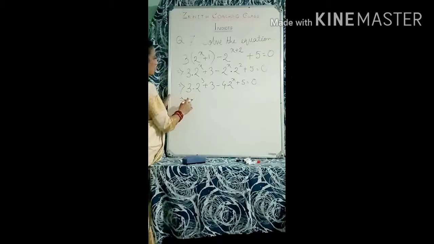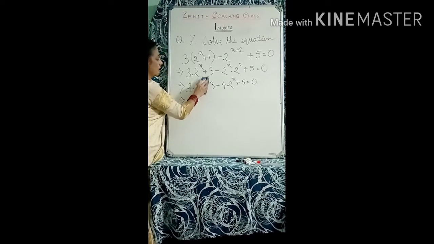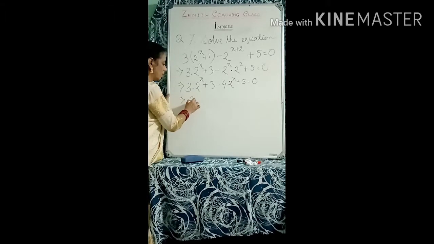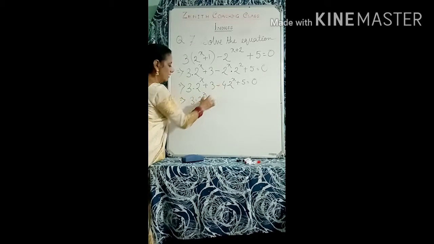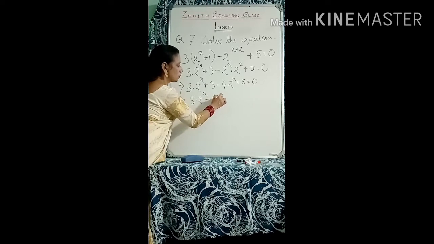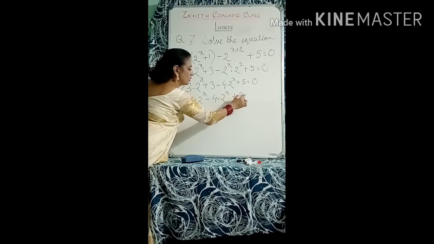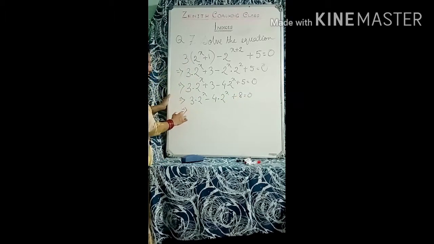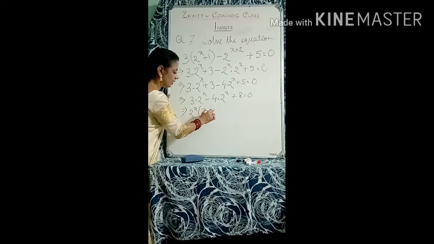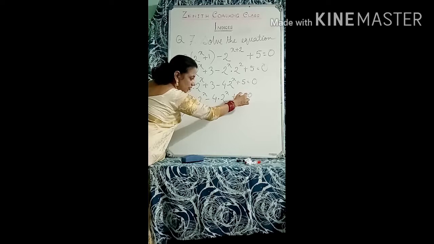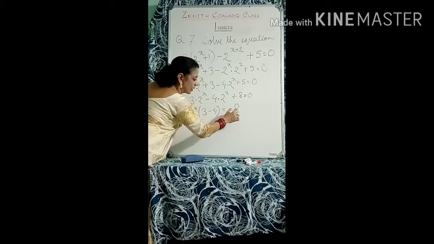Then, sorry, not 2 cube, here you will write 2 to the power x. So now 3 into 2 to the power x minus 4 into 2 to the power x, 3 plus 5, 8. So plus 8 equals to 0. Now 2 to the power x is common here. So 2 to the power x, in the bracket, what you will write? You will write 3 minus 4 equals to, here is plus 8, then there is minus 8. You have to write minus 8.